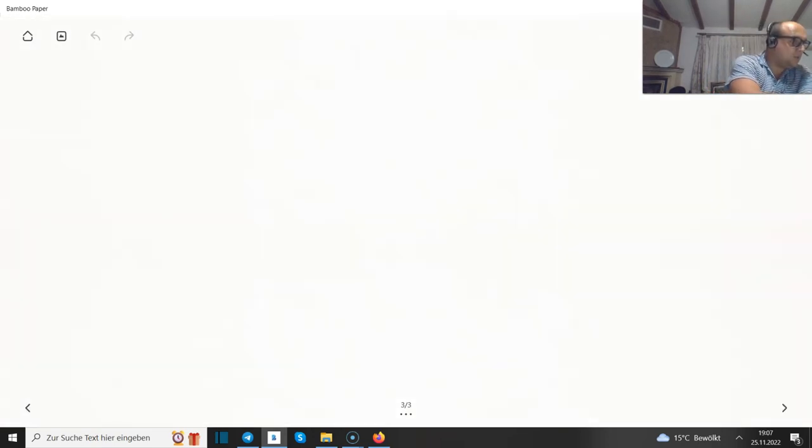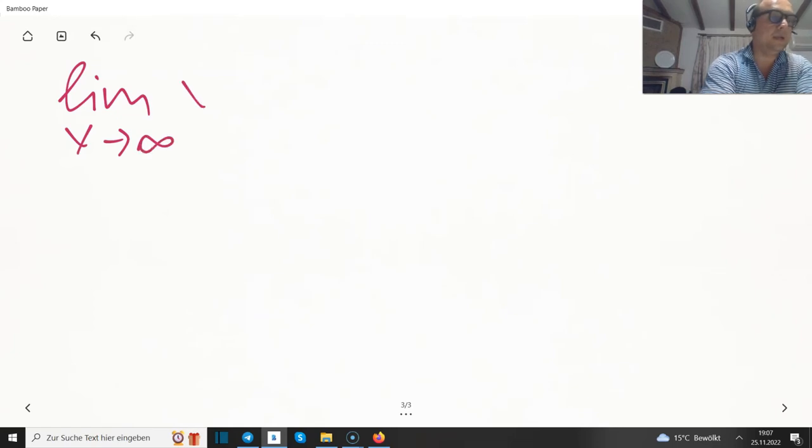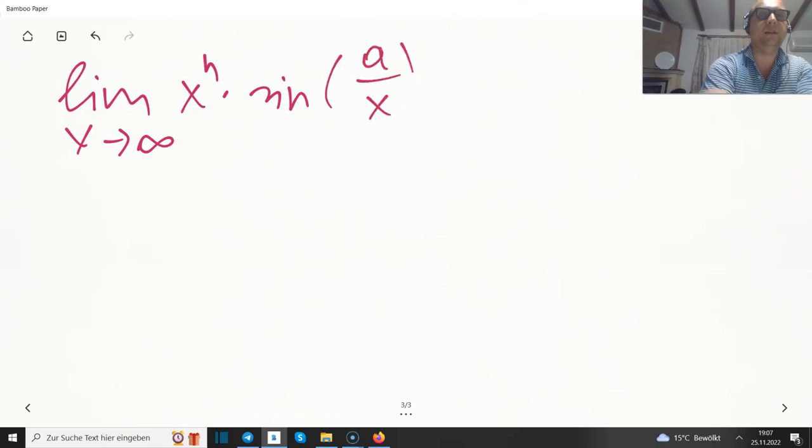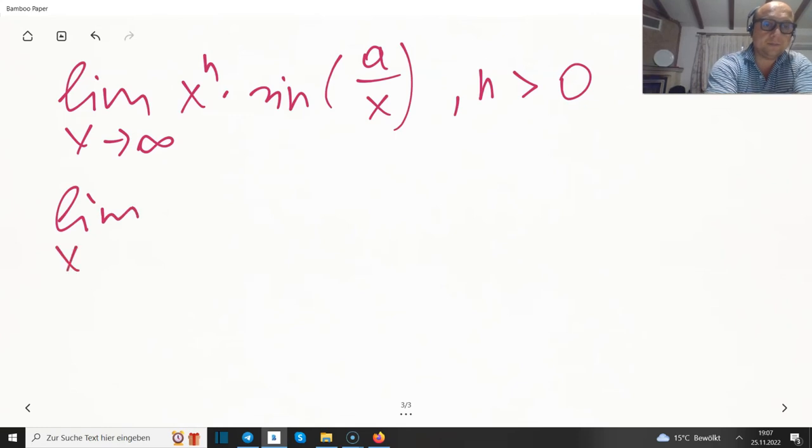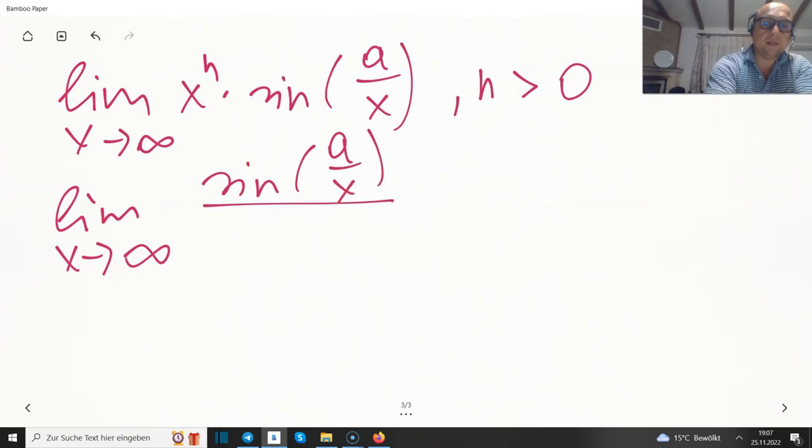Okay, and the third question would be a generalization of this problem. Let's see what's happening if we have x still running towards infinity, x to the power of n times the sine of a divided by x, with n bigger than 0. Once again, we are rewriting it slightly differently: sine of a divided by x over 1 divided by x to the power of n, or if you wish, it's the same, maybe easier to derive now, x to the power of minus n.